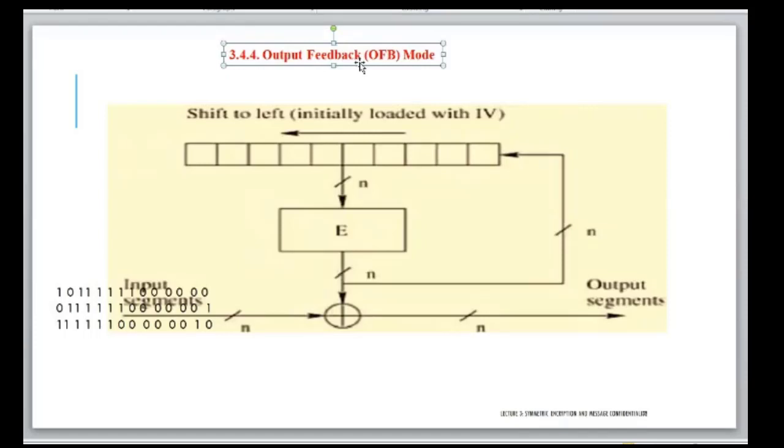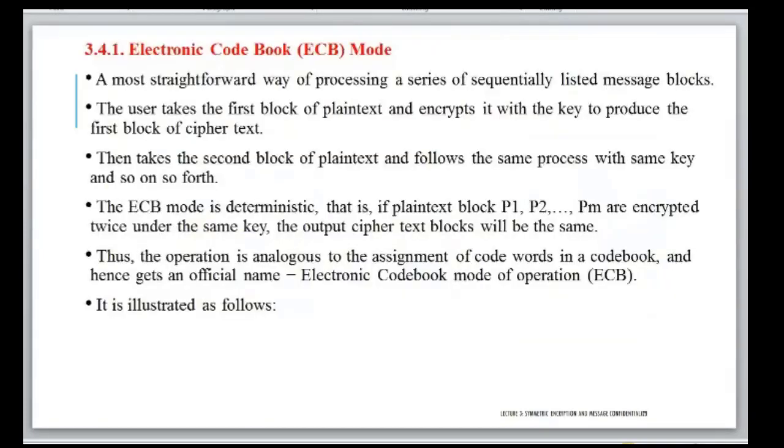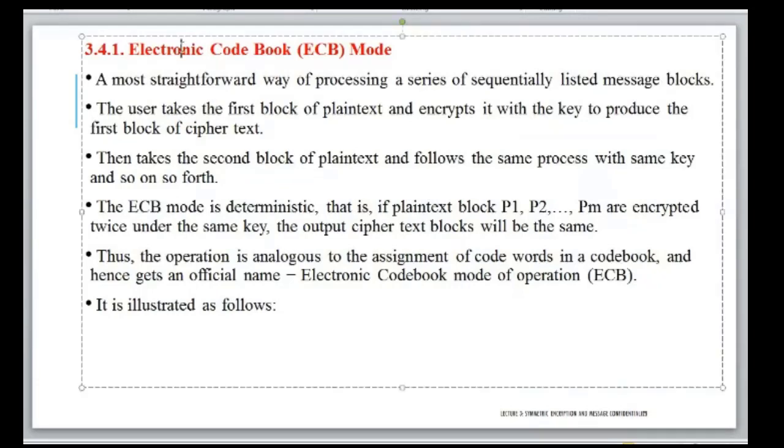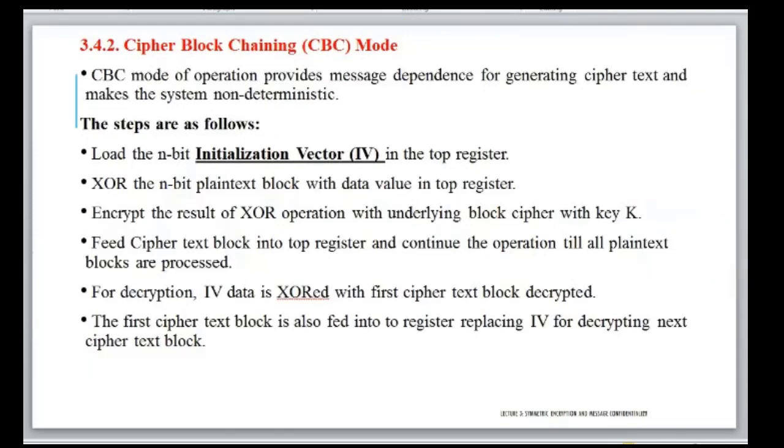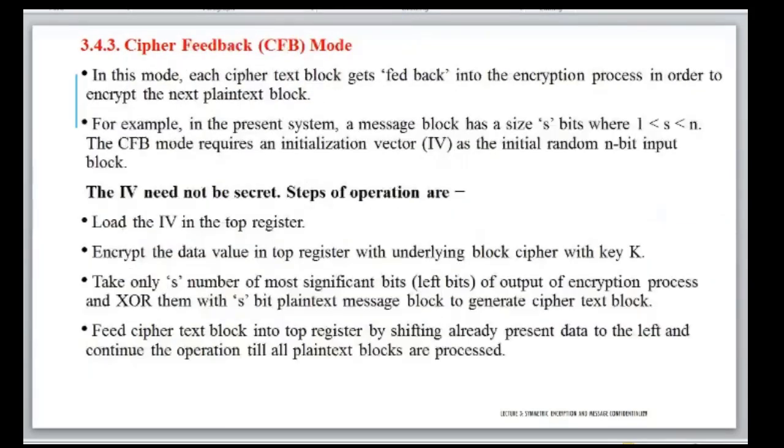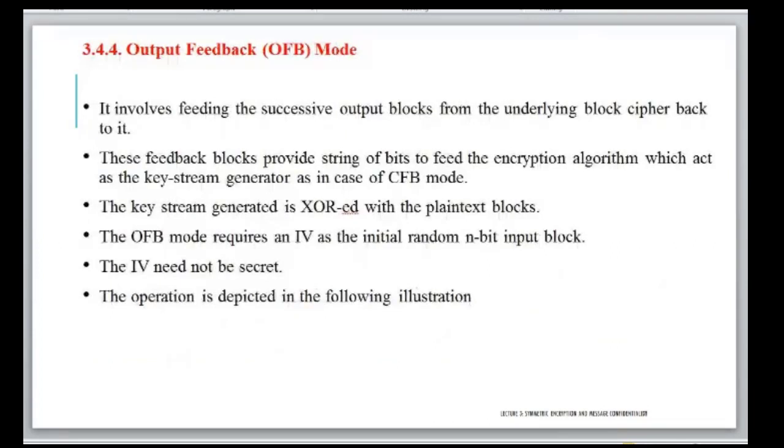Different algorithms are going to work in different ways. There are 4 different methods available here. For these 4 methods, you can write them in your own words, but you must know the block diagram. The first one is the electronic codebook method. The second one is the cipher block chaining method. The third one is the cipher feedback method. And the fourth one is the output feedback mode method.